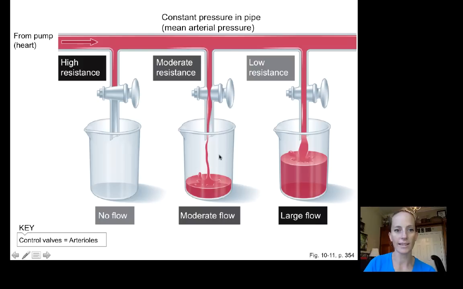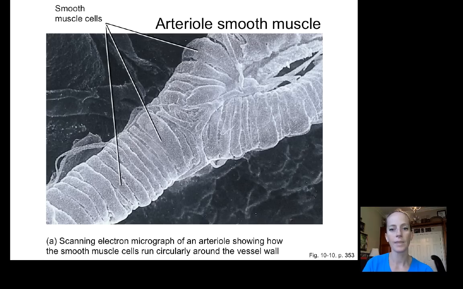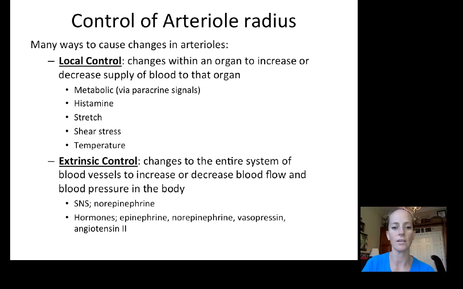But let's just visualize this. So a very high resistance or a tight blood vessel is going to have little to no flow. A moderate resistance or medium-sized radius is going to have a moderate level of blood flow, and a low resistance or a nice open dilated vessel is going to have a big flow and get a lot of blood to those tissues that really need it. Again, there are pictures of the smooth muscle in the arterioles, and I already talked about the sympathetic nervous system, but there are several local controls that tell us when a particular tissue needs more blood supply. So let's go through each one of these on the list.